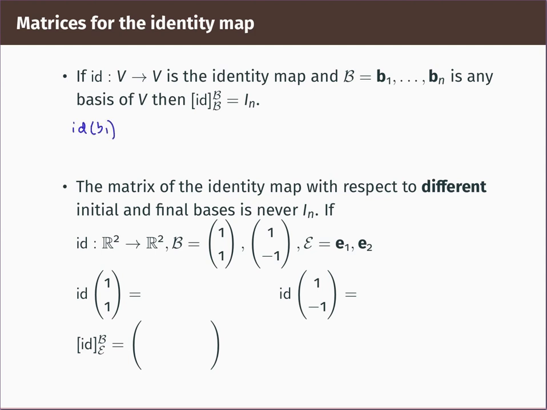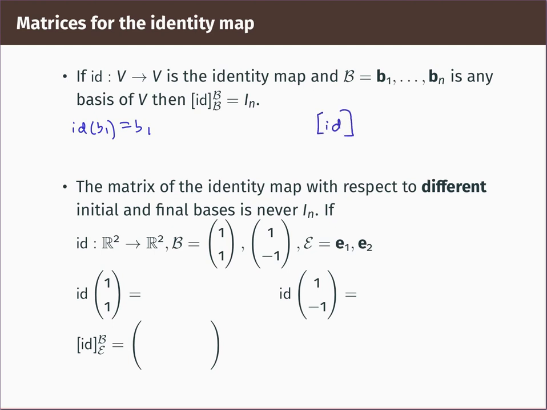And the reason for that is just that if you think of what is ID of B1, well, that is B1. So that's 1 times B1 plus 0 times B2 plus 0 times B3 up to 0 times Bn. And that tells you the first column of this matrix is 1, 0, 0, 0, 0. And that's the same as the first column of the identity matrix. So let's write this down.